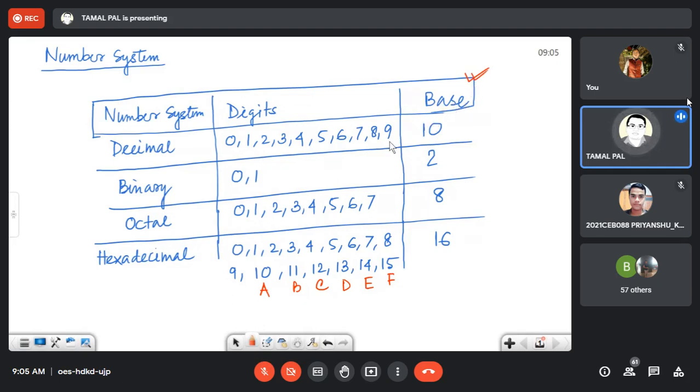It is asked in exams or in a viva: what is base? From that table, it is very clear that the number of digits used in a particular number system to represent a number is known as base. A number of digits available in a number system to represent a number.